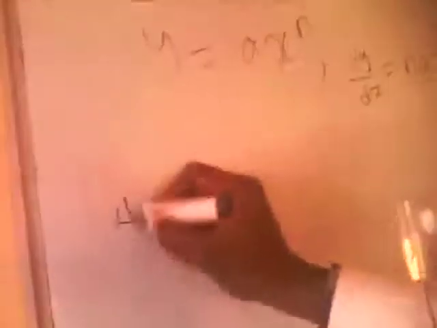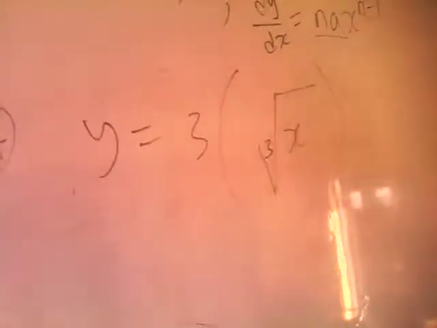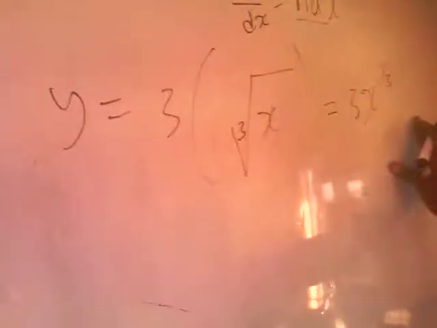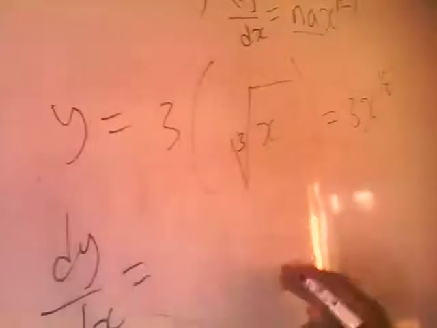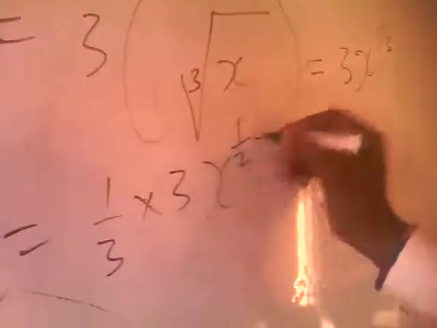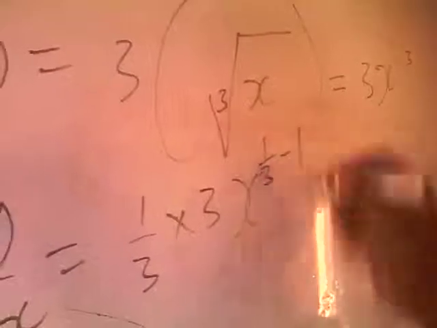Example 4, we have y equals 3 into cube root of x. Now, with the help of indices, we can rewrite it as 3x to the power 1 over 3. Cube root of x means x to the power 1 over 3 from indices. Now, we can differentiate easily using the power function rule. That is, the power, which is 1 over 3, will come down to multiply the coefficient, and at the same time the power will reduce by 1, that is minus 1.